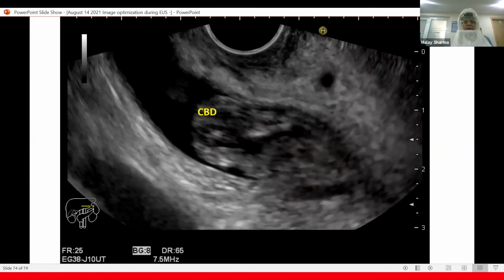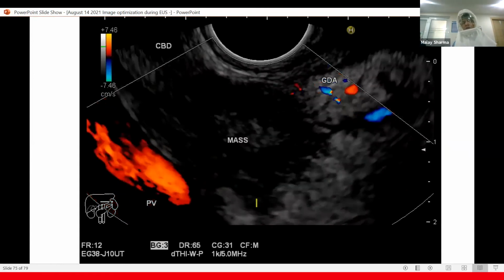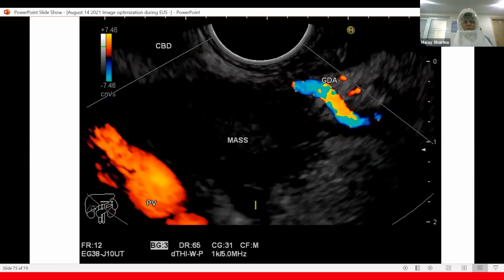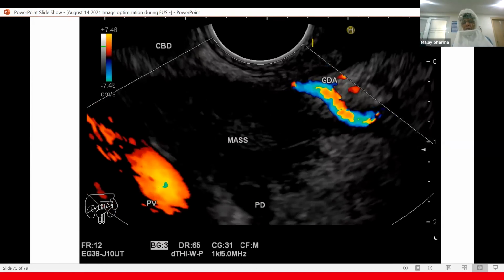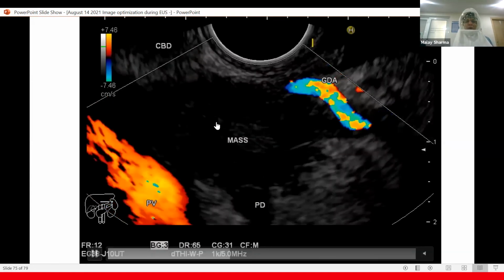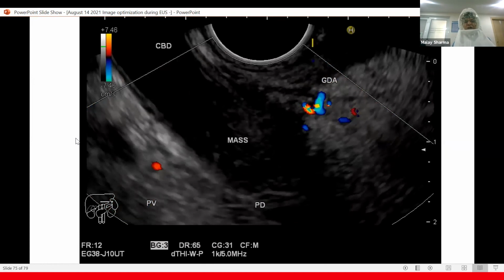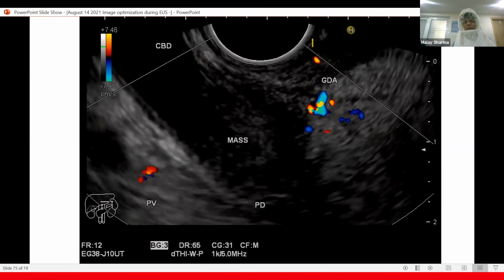And again, we said apply color Doppler. You want to see a mass, apply color Doppler. Don't waste energy. This is the pancreatic duct going into the mass. Apply maximum zoom, apply these vessels and color adjustment to see what is going on.